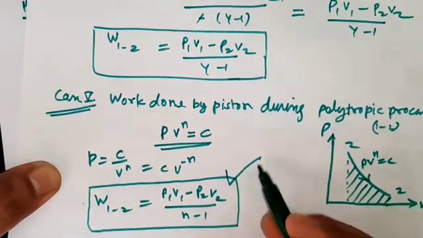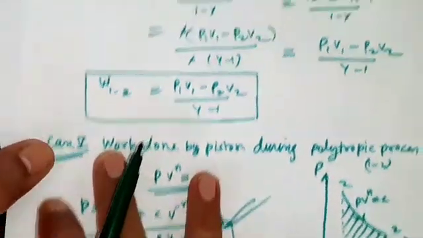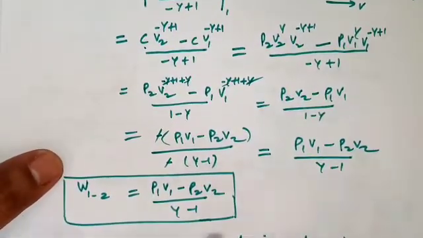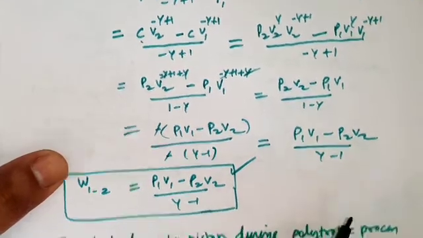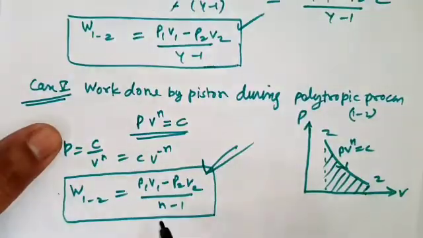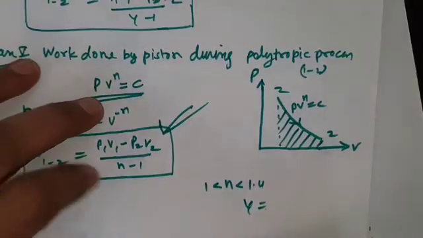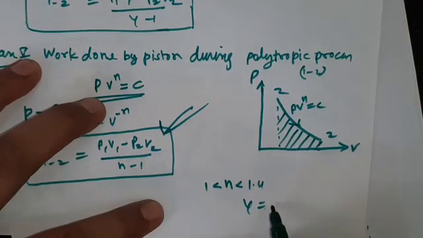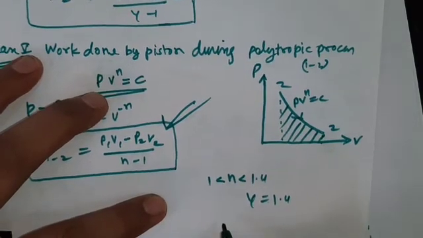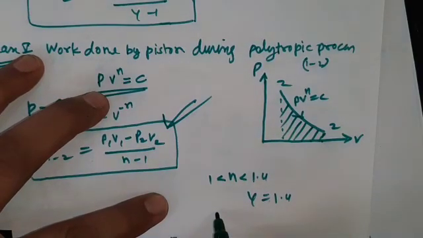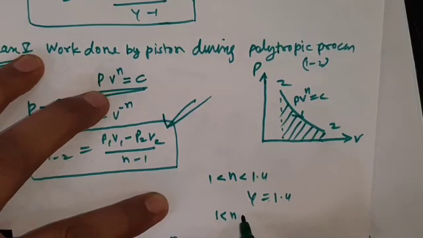So this formula and this formula both are similar, the only difference is gamma minus 1 and n minus 1, and gamma is equal to 1.4. So we can also say n is greater than 1 and less than gamma.